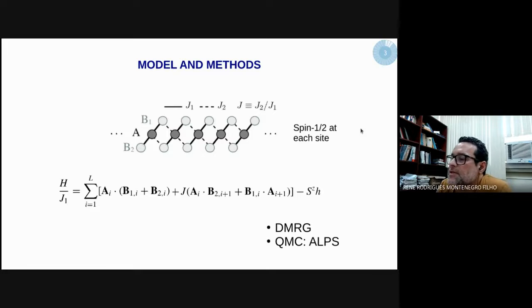The model is this, the coupled trimer. In each site, we have a spin 1/2, and there are two couplings, one intra-trimer and the other J2 inter-trimer. We have a Heisenberg Hamiltonian in a magnetic field. We have used the DMRG method, our own code, and the Monte Carlo results were obtained with the ALPS library.